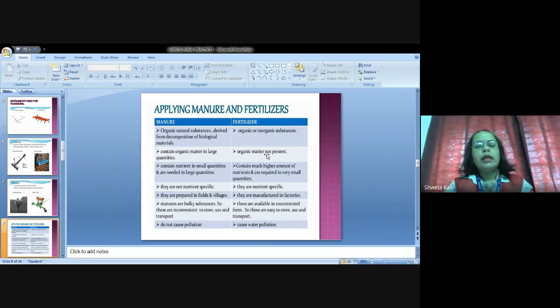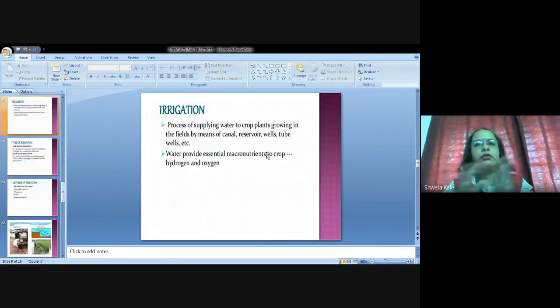Next, now we have sown the seeds, we have given them proper manure, proper nutrients. Now again, we know that for the proper growth of a plant, three things are important. Number one is proper soil, number two is proper sunlight, and number three is proper water. So watering the crop is known as irrigation. The process by which the crops are watered is known as irrigation.